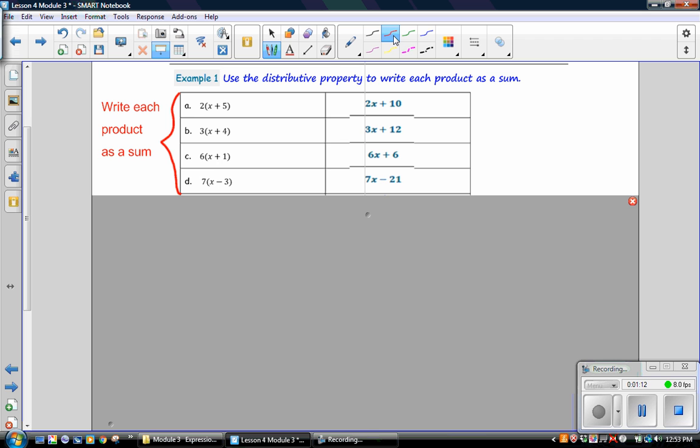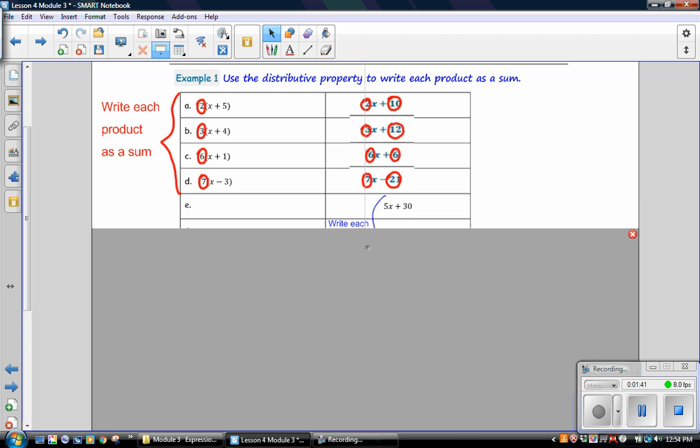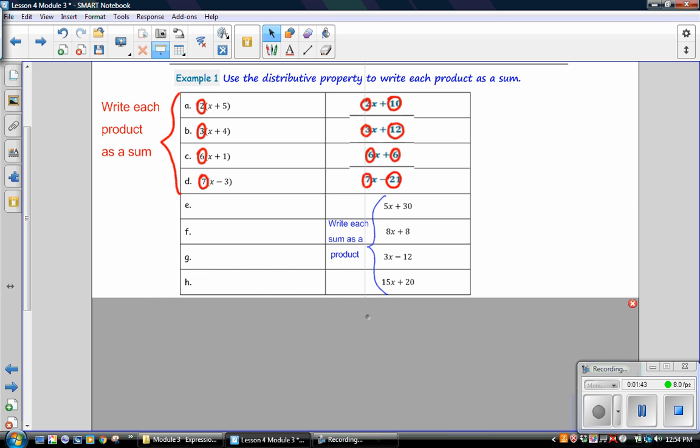In the first row, the common factor between 2 and 10 is 2. In the second row, the common factor between 3 and 12 is 3. In the third row, the common factor between 6 and 6 is 6. And in the fourth row, the common factor between 7 and 21 is 7. We're going to use that concept in the next section, where we are going to write each sum as a product. So we are going to look for the greatest common factor between the two numbers.